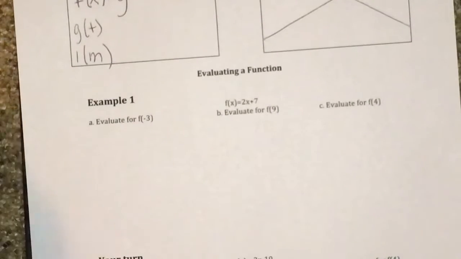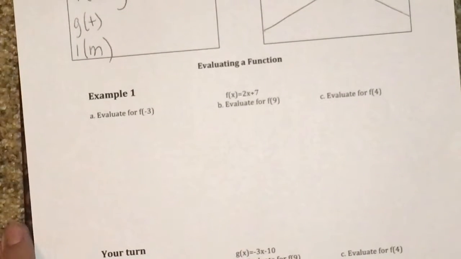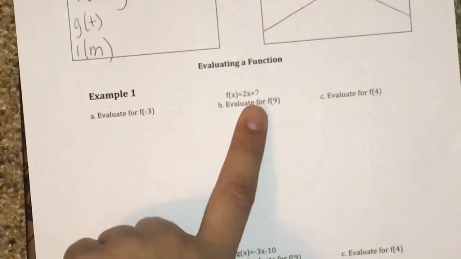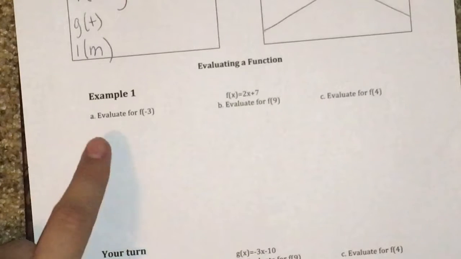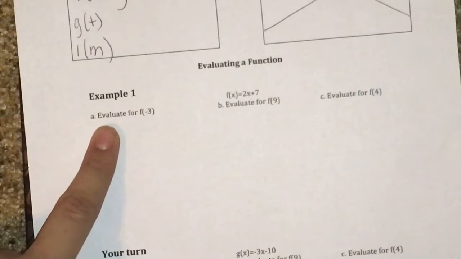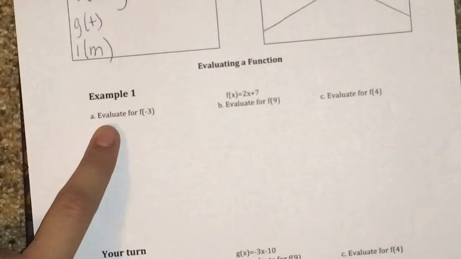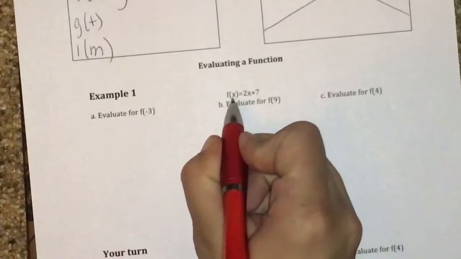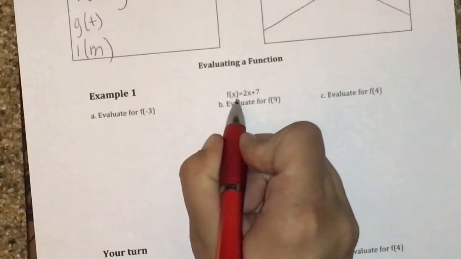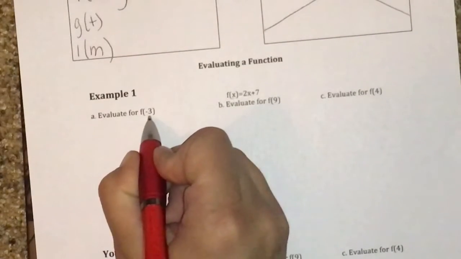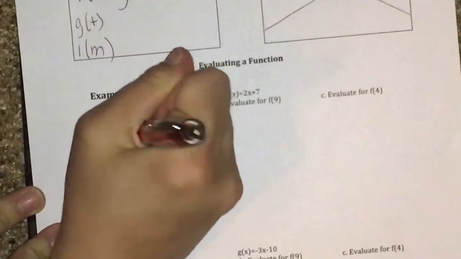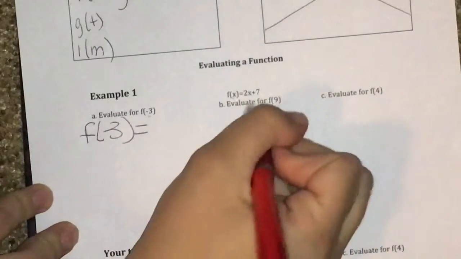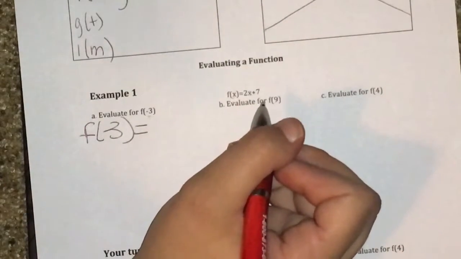So for example, looking at evaluating a function, it says f of x is equal to 2x plus 7. So in other words, y is equal to 2x plus 7. It means the same thing. It says evaluate for f of negative 3. What that means, now if you look here, x is what is in here. So what this means is that we are going to sub in negative 3 for x. So f of negative 3 is equal to, and then you're going to sub in negative 3 for x.